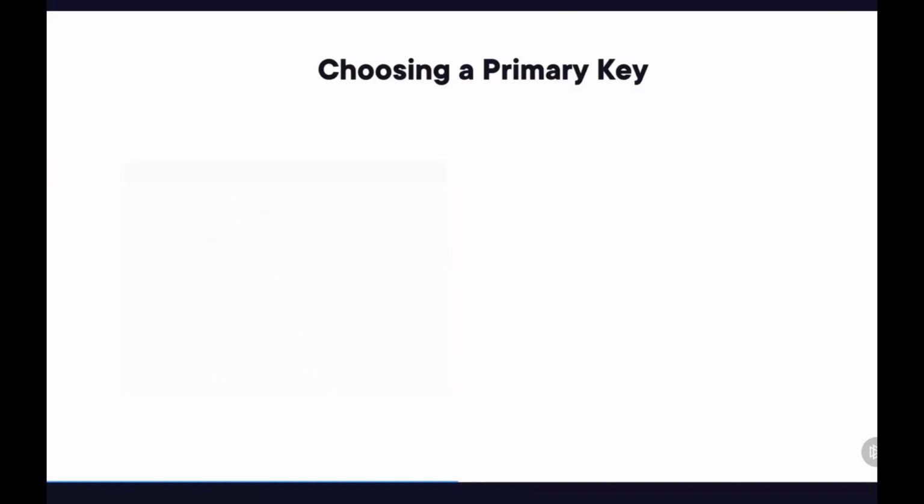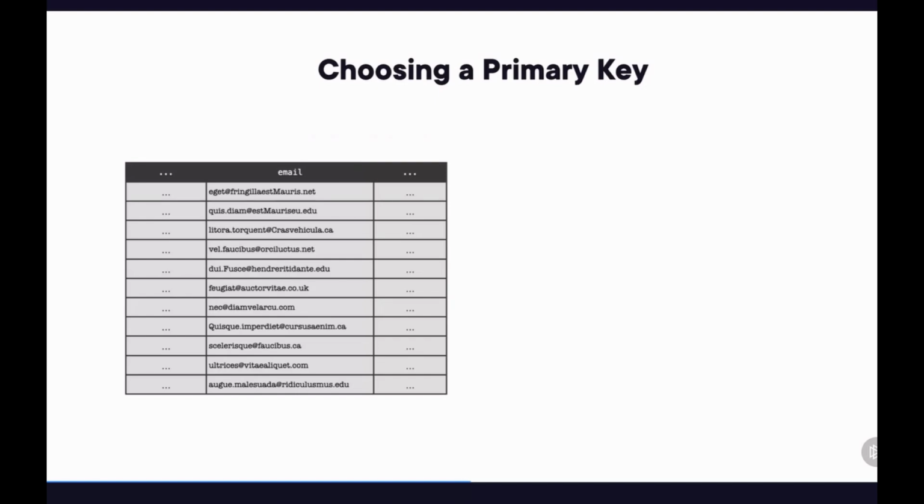Now, sometimes a piece of data that we've already decided to store is good enough to be the primary key. We might decide that for our user table, the email address should always be unique.